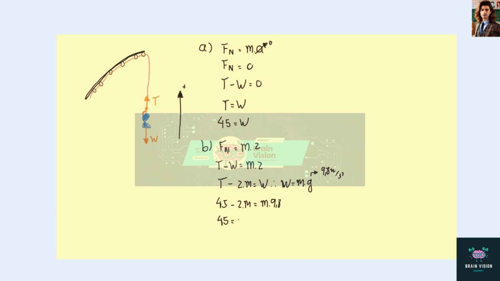Then we get the following. 45 is equal to 9.8 times the mass plus 2 times the mass. 45 then is equal to 11.8 times the mass. So the mass of the heaviest fish is 45 divided by 11.8. Then the weight of the heaviest fish is equal to 45 divided by 11.8 times 9.8 meters per second squared. And this results in approximately 37 newtons.